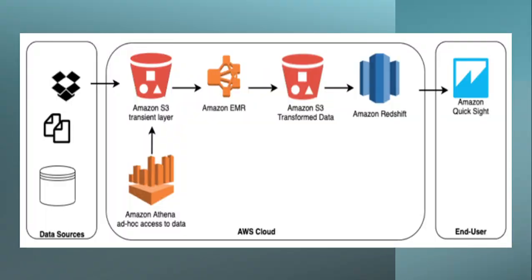So you can see here we have data sources, files, and then other sources from where S3 gets the data. We can use Amazon Athena for ad hoc access and queries on the Amazon S3 bucket that can later be used by EMR or Redshift.